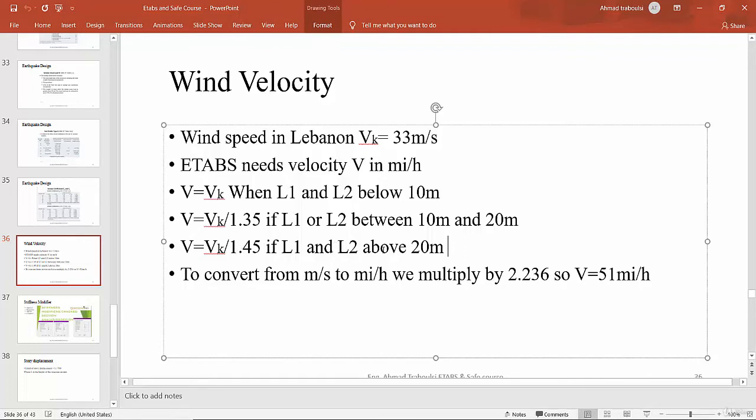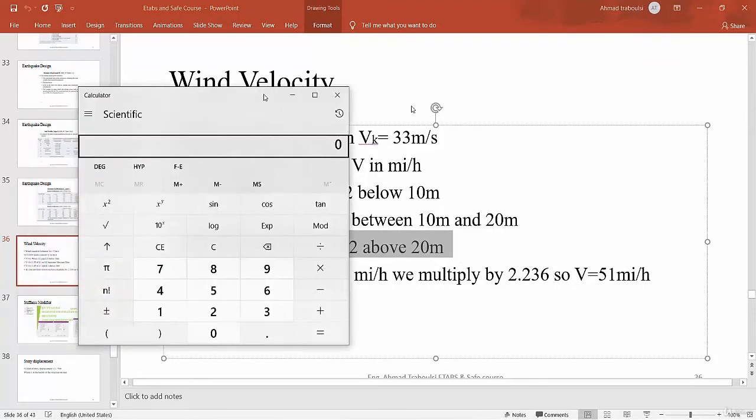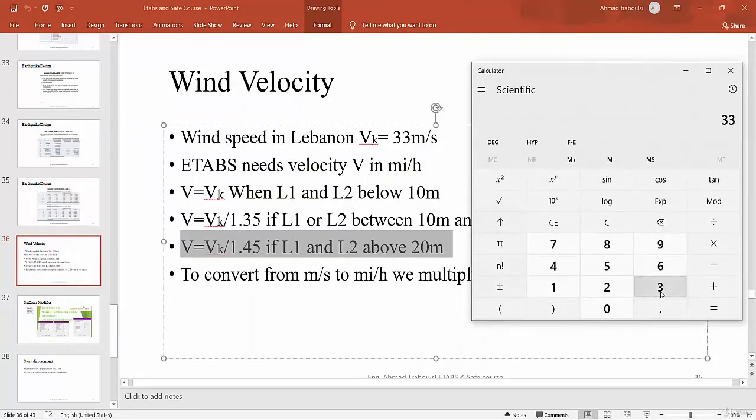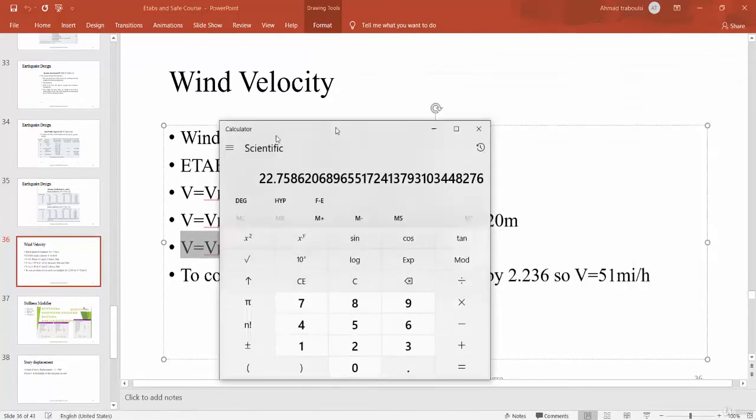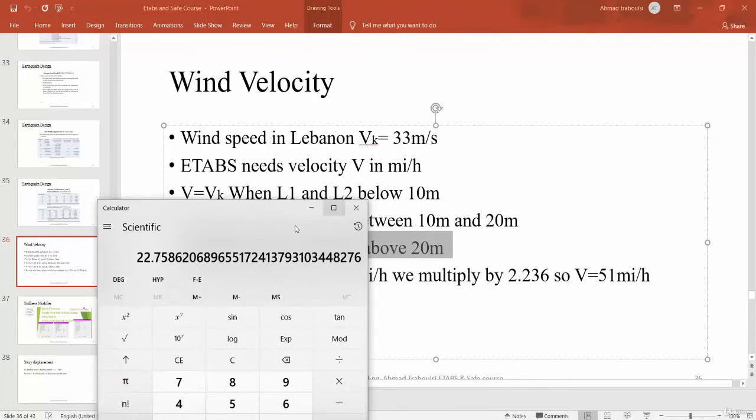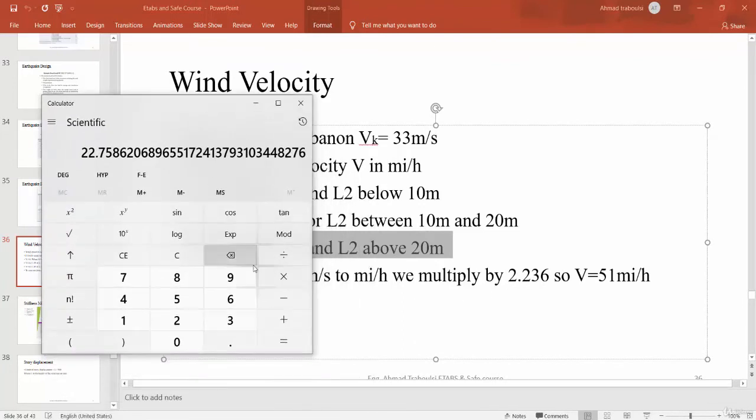And in our project, we are in this case because L1 and L2 are above 20 meter. So we have 33 meter per second, because we are in Lebanon, and we divide it by 1.45. Because ETABS needs velocity in mile per hour, we will convert it. To convert this velocity to mile per hour, we multiply it by 2.236. So the velocity equal approximately 51 mile per hour.